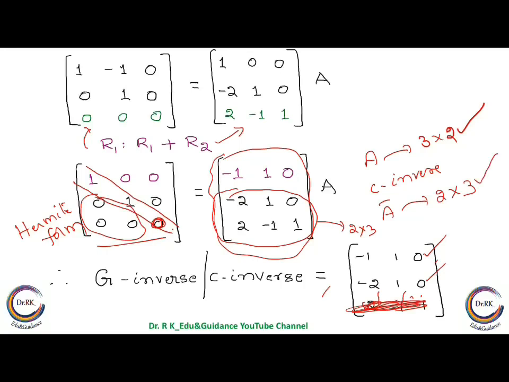It should not be the same for all. If I pick this 2 by 3 matrix, I get this. If you pick this 2 by 3, we get this. If you pick another 2 by 3, we get a different C inverse or G inverse.